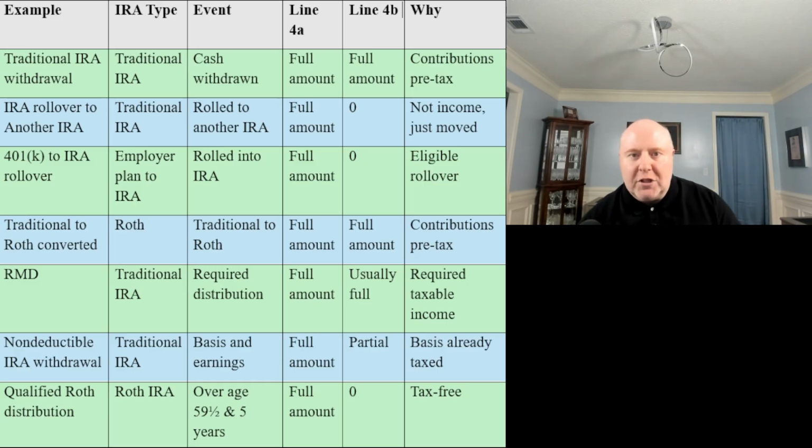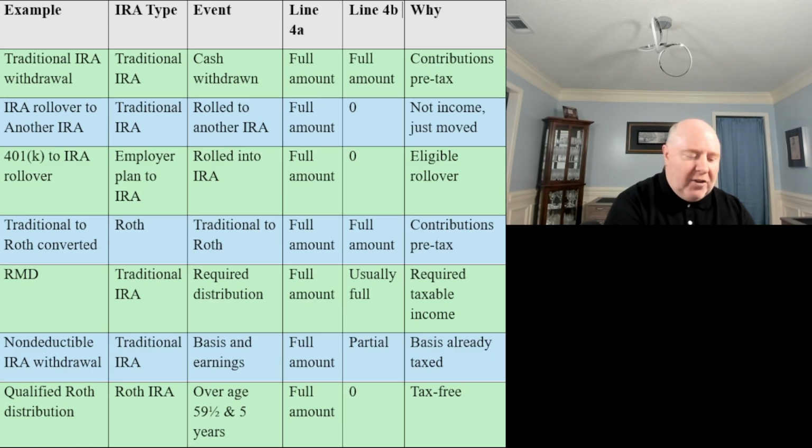Now let's look at this one, traditional to Roth. We can make a conversion from traditional to Roth. Those are taxed separately. So when you're taking something that was not taxed previously and moving it into a Roth, that's going to be taxed, right? So what's going to happen in that scenario is you're going to include the entire amount of the distribution under 4A, and then you're also going to include the entire amount under 4B because it's going to be taxed.